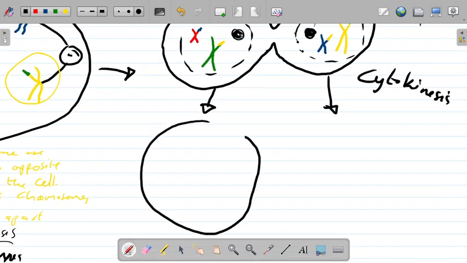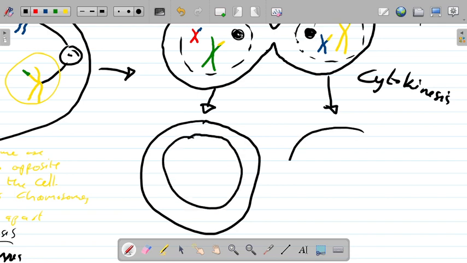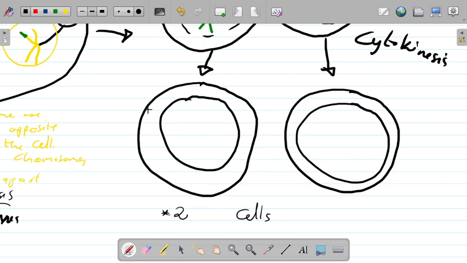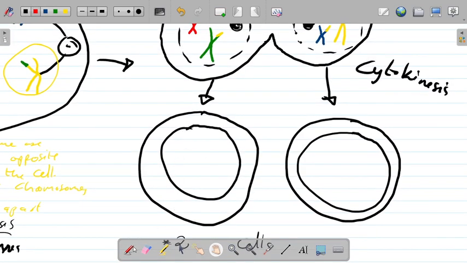Now you have 2 cells. That is the first thing you notice after meiosis 1. We are accounting for things like 2 cells. There's a reason why I leave space there. You'll see just now. Now, let's account for these cells. Now you have 2 cells.